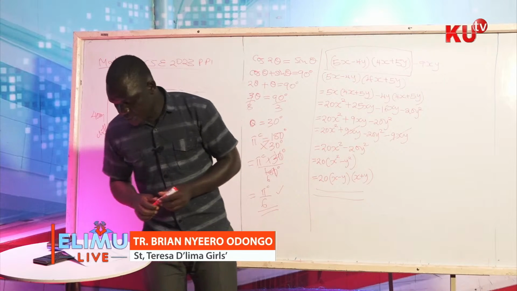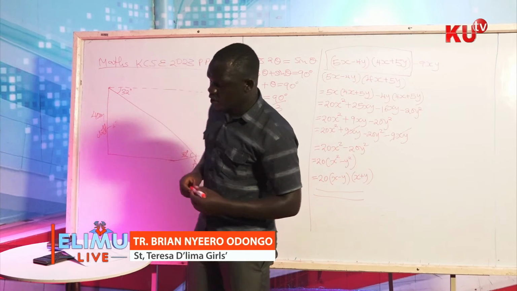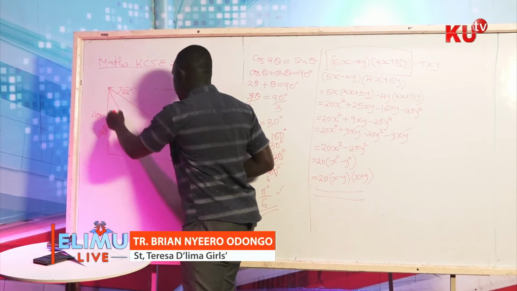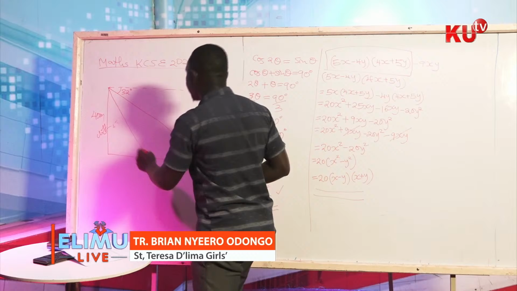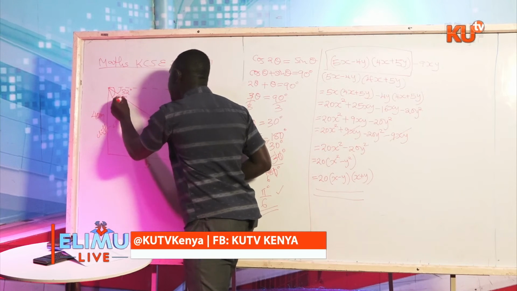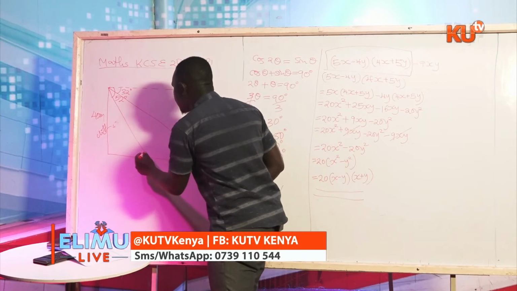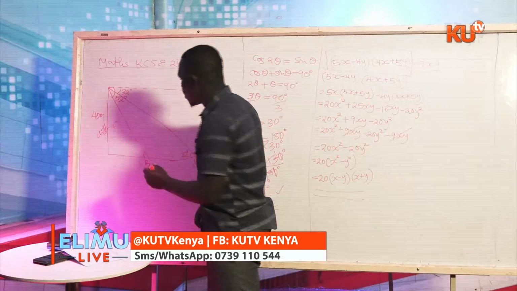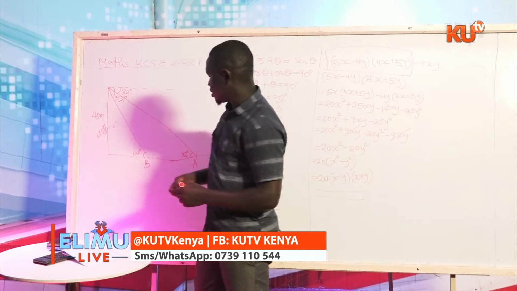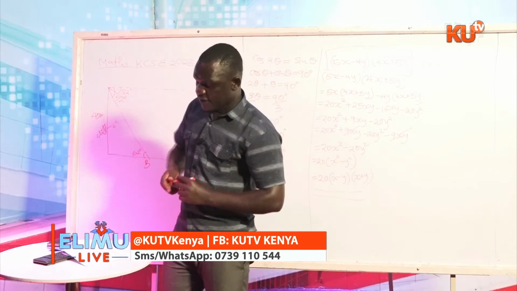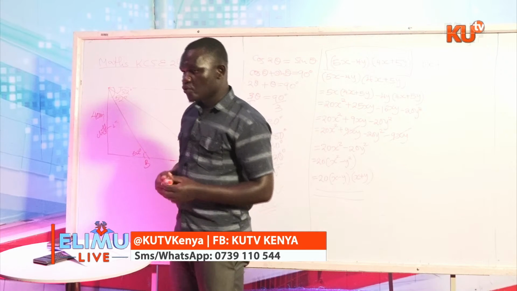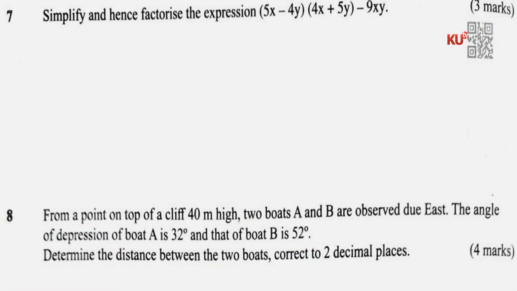We also have another boat B, whose angle of depression is 52 degrees. So this is where boat B will be. If boat B is here, the angle of depression is 52 degrees. Still, this angle is alternating with this angle, therefore they are equal. So this angle here also will be 52 degrees. Now, after having your sketch, it is very easy to proceed and answer your question. Determine the distance between the two boats.